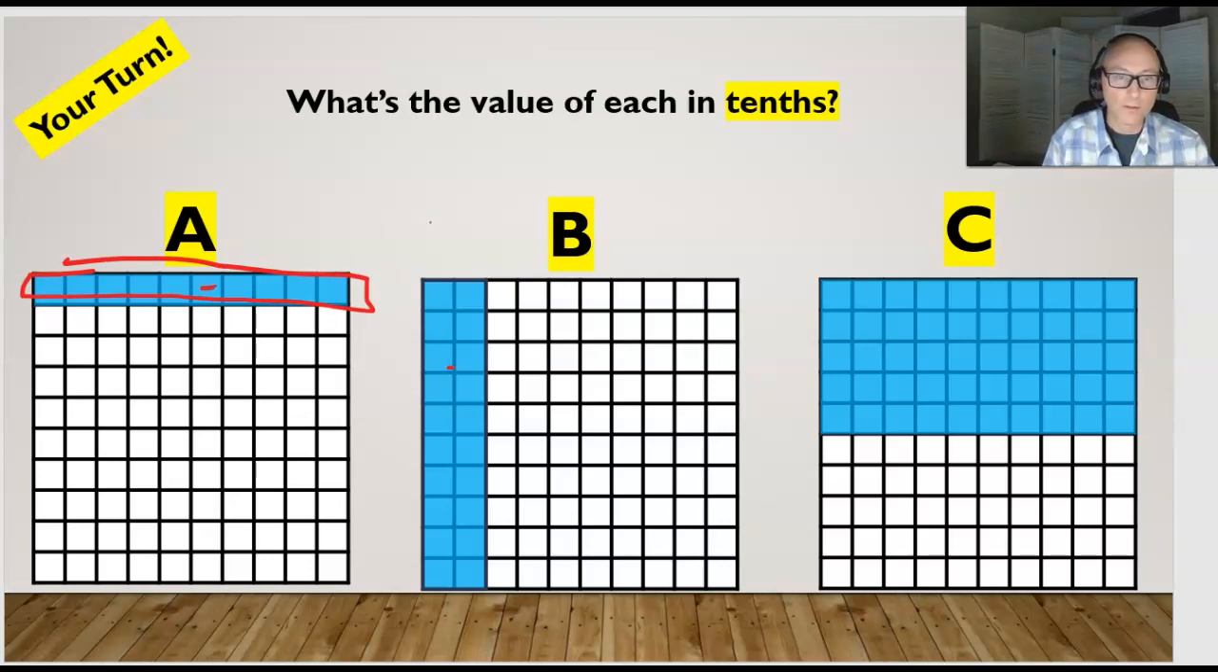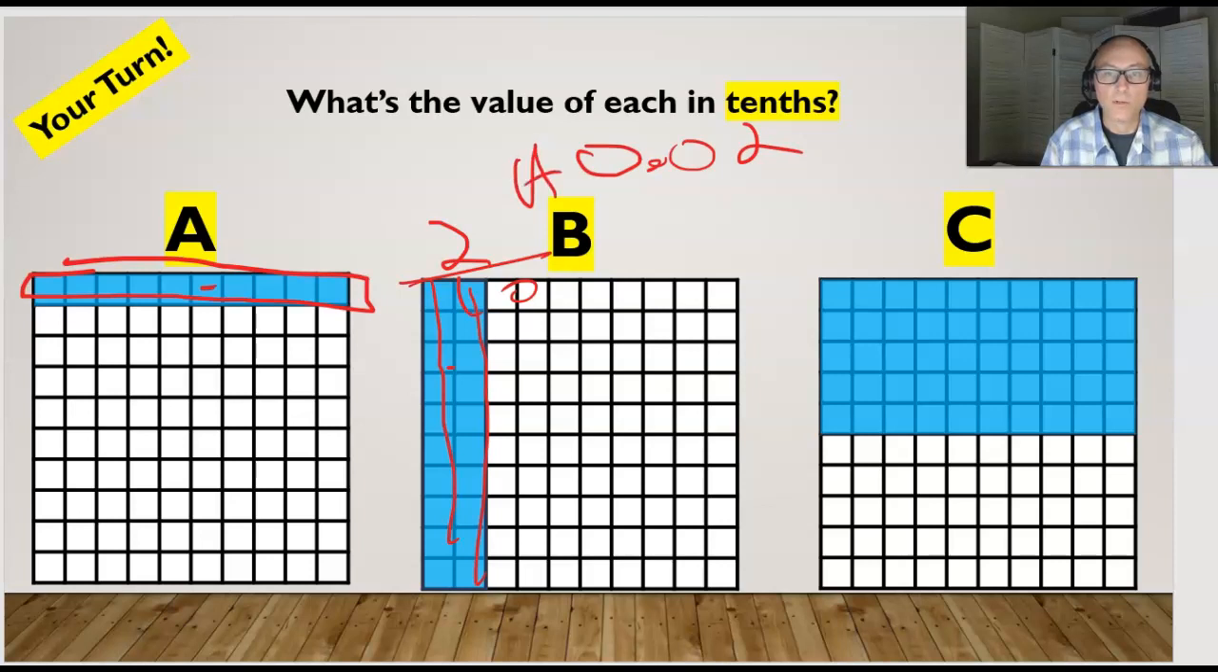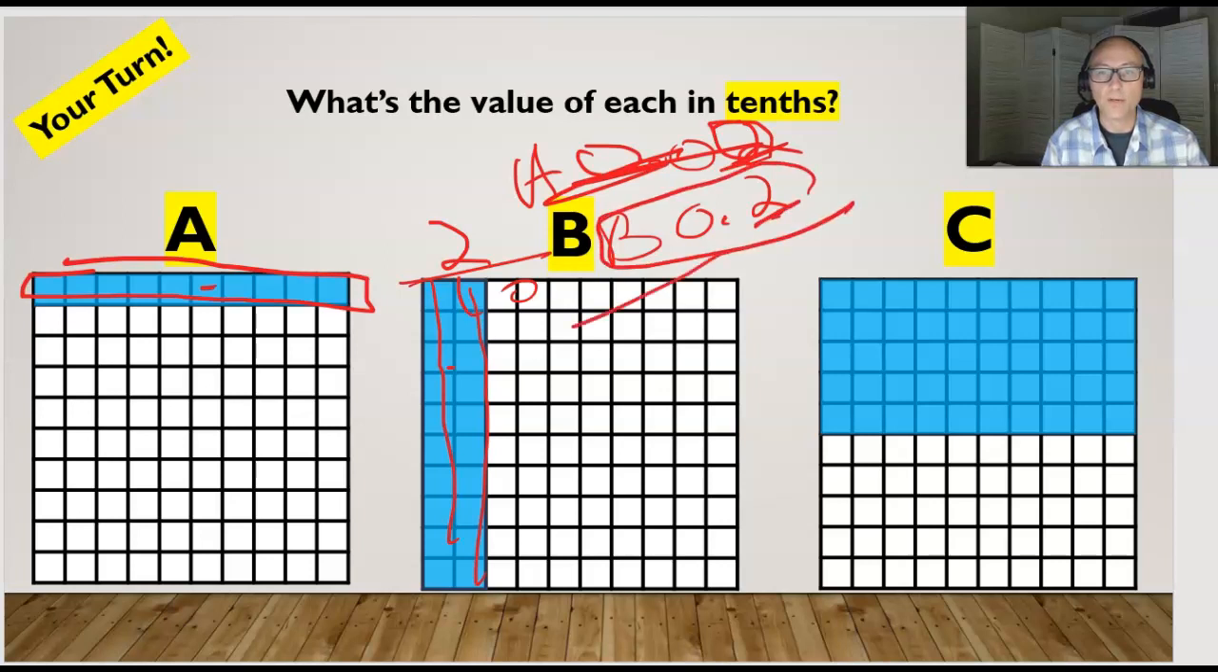So this is 2 tenths. Right? 1, 2, 2 tenths. Which is decimal? What does the decimal 2 tenths look like? Is it A, 0.02, or is it B, 0.2? Which 2 is in the tenths place? Well, this is in the hundredths place, so it's not this one. This 2 is in the tenths place. There we go, 2 tenths.